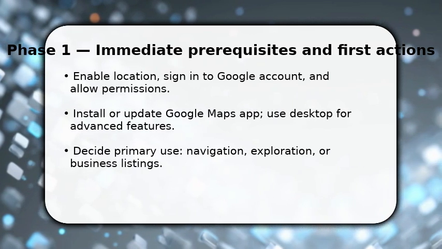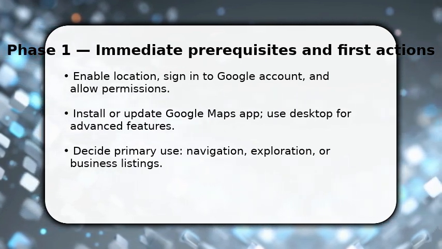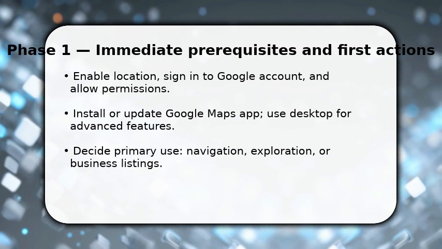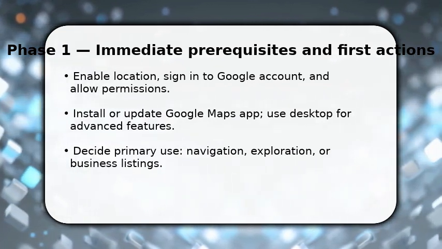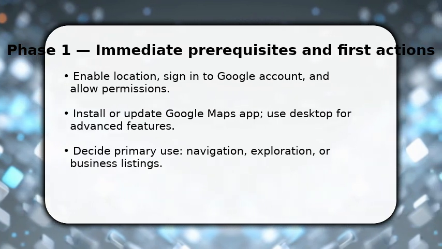Start with a simple search and a saved place. This teaches search syntax and pin behavior. Once done, practice a route and save one favorite location, so you immediately see how lists and offline areas work.